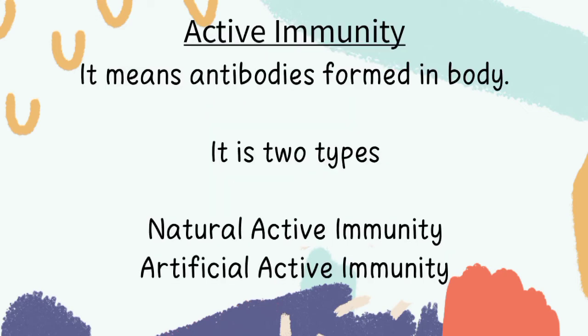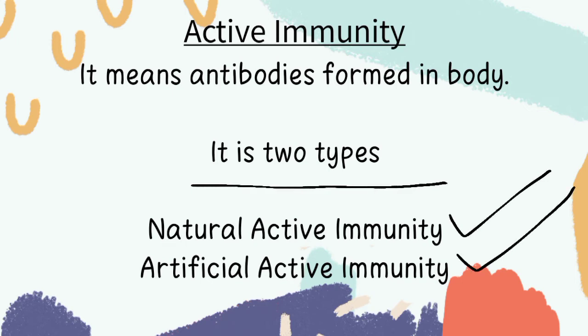Next we have the active immunity. It means antibodies formed in the body and is of two types. So active immunity is being formed by the body. It doesn't come from outside. We have two types. We have the natural active immunity and the artificial active immunity.